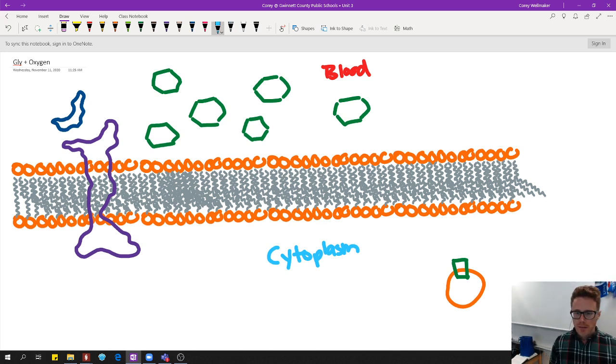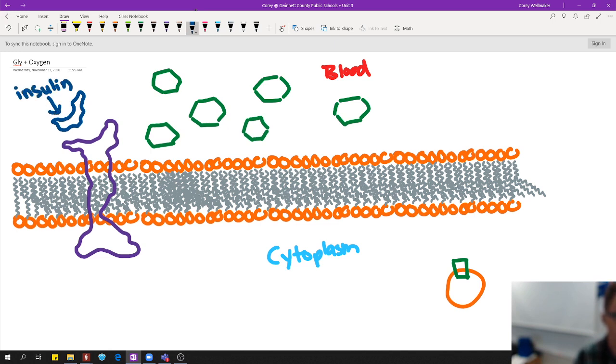So when you consume a meal that contains glucose, your blood sugar levels rise. That is going to trigger the release of insulin, this small peptide hormone, so it's a protein, and it's going to dissolve in your blood and it's going to travel to target cells.